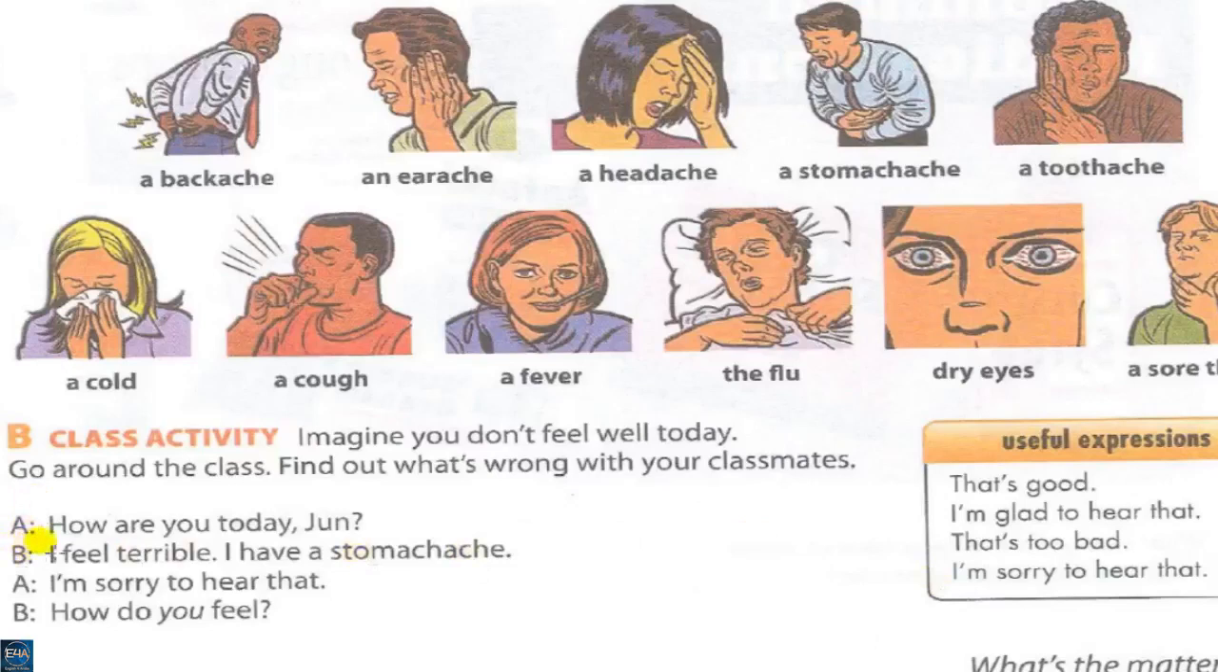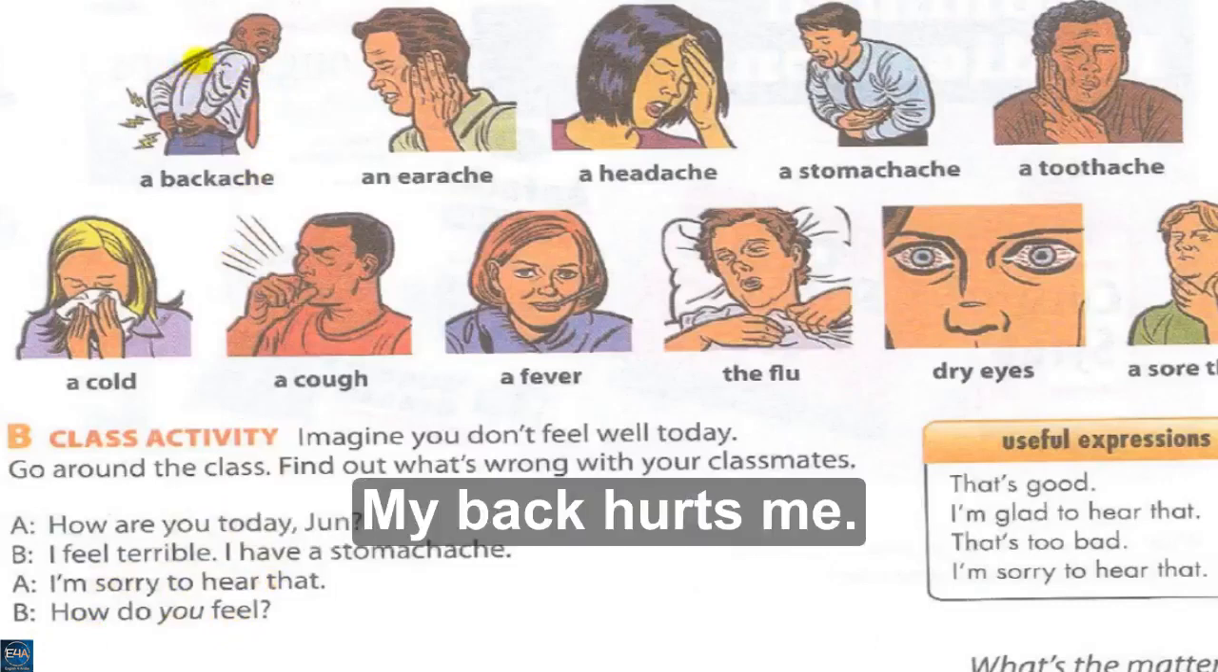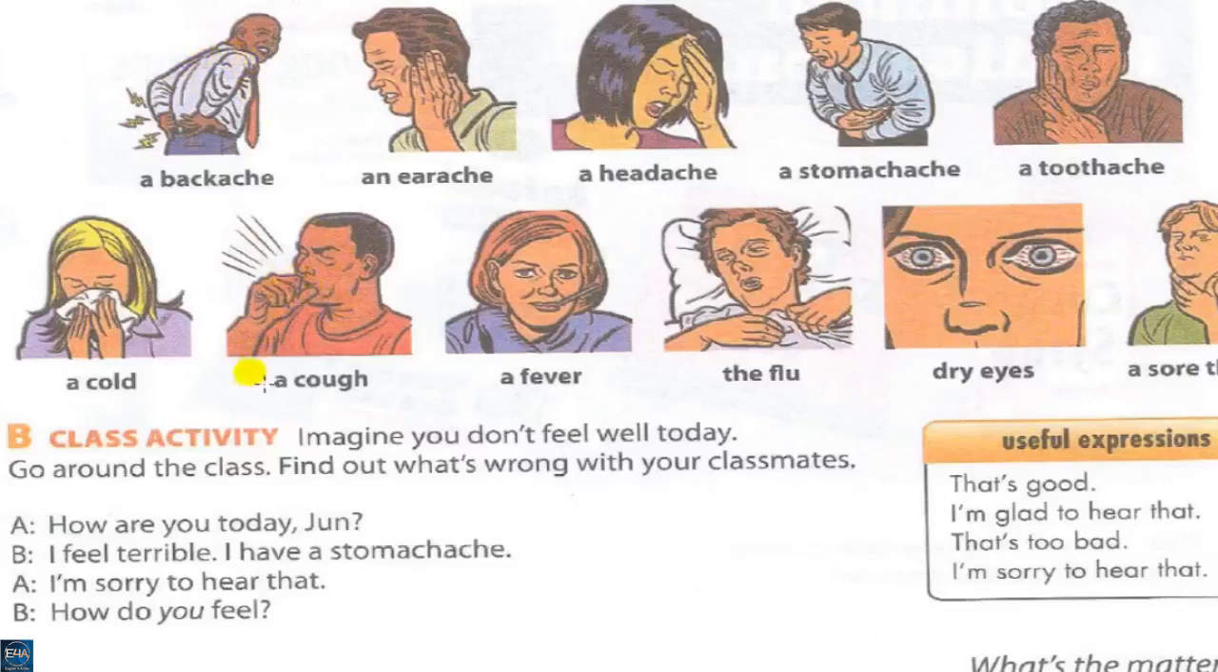Conversation A and B. A. How are you today, John? I feel terrible. I have a stomachache. I'm sorry to hear that. How do you feel? Let's make conversation. How are you today, Ahmed? I have a backache. I'm sorry to hear that. How do you feel? I have a lot of pains in my back. My back hurts me. That's too bad. I'm sorry to hear that.